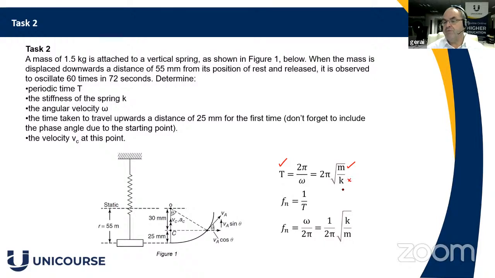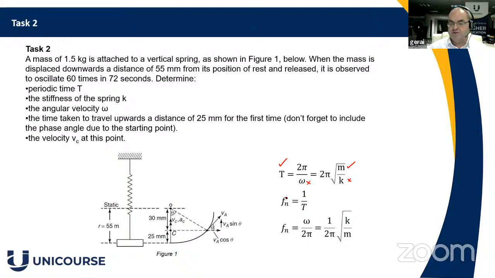So we haven't got that, but we can calculate K from that expression. We're then asked to determine the angular velocity omega. Again, you've got the periodic time. You'll also have mass and K, so you can go from either end, you can work out the omega value, the angular velocity.